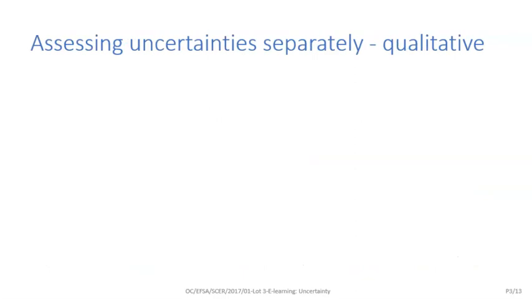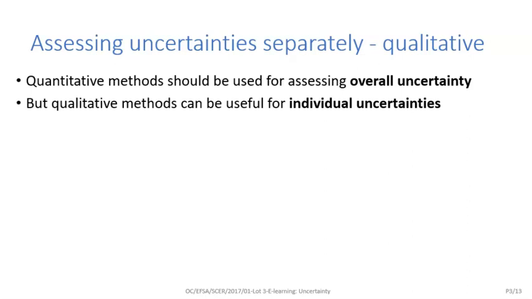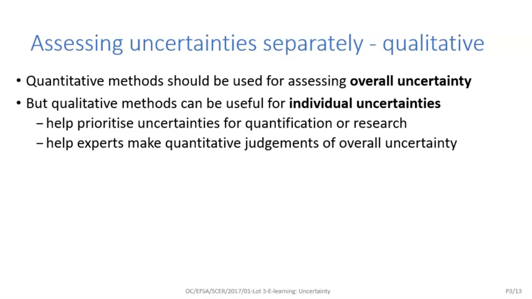Methods for assessing uncertainties separately can be qualitative or quantitative. Quantitative methods should be used for assessing overall uncertainty, but qualitative methods can be useful for individual uncertainties. They help prioritize uncertainties for quantification or research and help experts make quantitative judgments of the overall uncertainty.